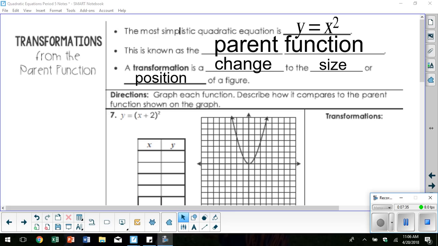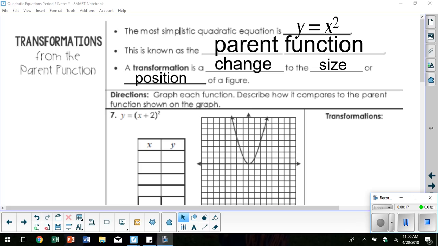Okay, so what we're going to do is take that parent function and manipulate it. We are going to move it left, right, up, down. We're going to make it skinny. We're going to make it fat. We're going to do all sorts of things to it. Okay? Wait, I don't understand one sentence. We're going to take that parent graph, okay, which graph? y equals x squared. And we're going to move it left, move it right, move it up, move it down. We're going to either make it skinny, or make it very fat. You'll see. That's what we do.